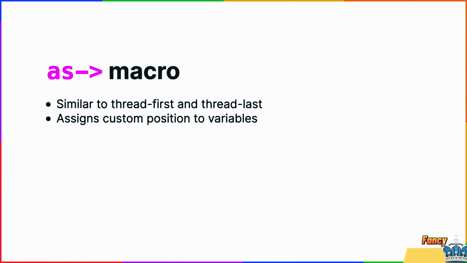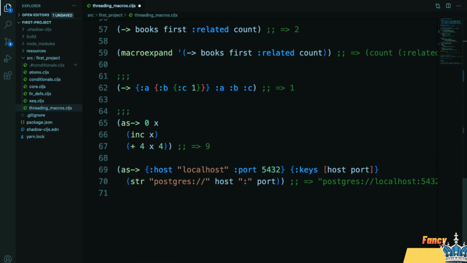You might run into cases where some functions in a pipeline accept arguments at different positions than first or last. The as macro can be used to define the position of the argument. It works by binding the result of a step to a variable and then manually passing that variable at the correct location. Here we bound the output to variable x and passed it at the correct position.